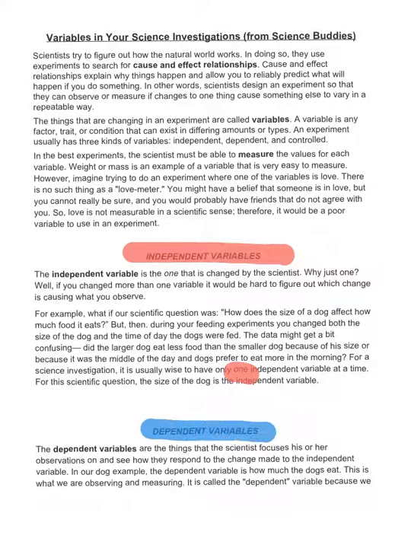Dependent variables. The dependent variables are the things that the scientist focuses his or her observations on and sees how they respond to the change made to the independent variable. In our dog example, the dependent variable is how much the dogs eat. This is what we are observing and measuring. It is called the dependent variable because we are trying to figure out whether its value depends on the value of the independent variable.